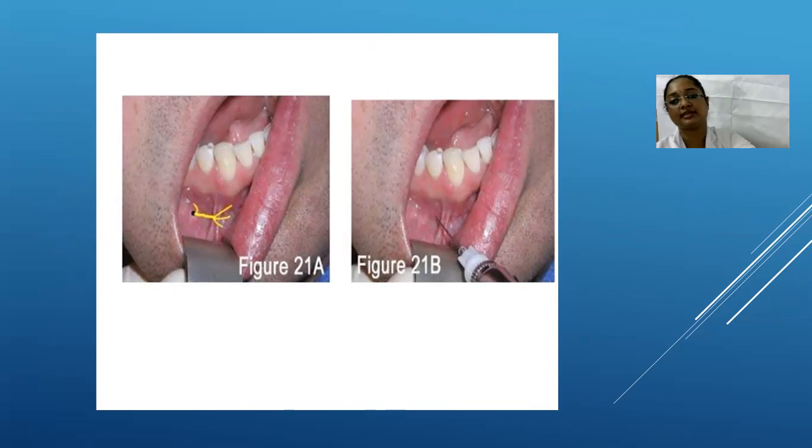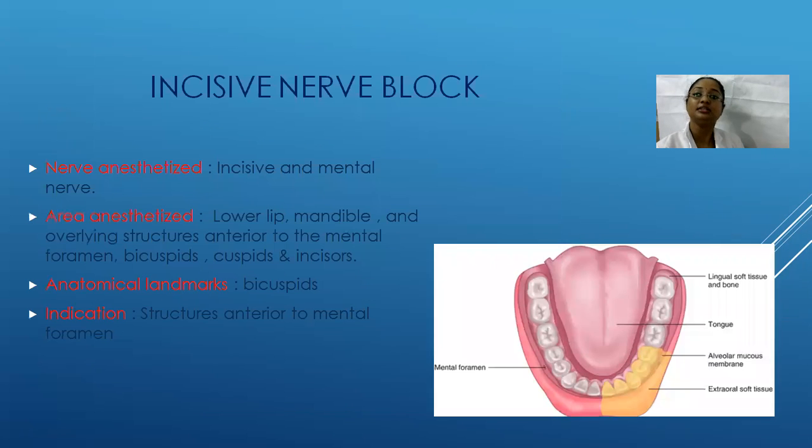This picture depicts the exit of the mental nerve and identifies the mental foramen, and LA is injected. Then coming to the incisive nerve block, the nerves anesthetized are the incisive and mental nerves. The areas anesthetized are the same as the mental nerve block, but here the cuspids and anterior incisor teeth are anesthetized, and the mucobuccal periodontium is also anesthetized. Then coming to the anatomical landmarks, as we have already mentioned, it is the same as that of the mental nerve block.